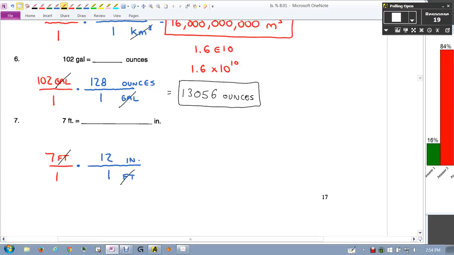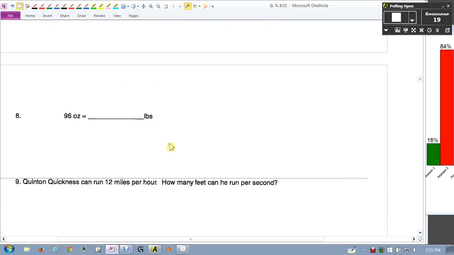A lot of us can say, 7 feet, you just multiply it by 12, and that's how many inches there are. But do you see where it's coming from in the conversion factor? All right. So what is it? 84. I'll let you do that one yourself.